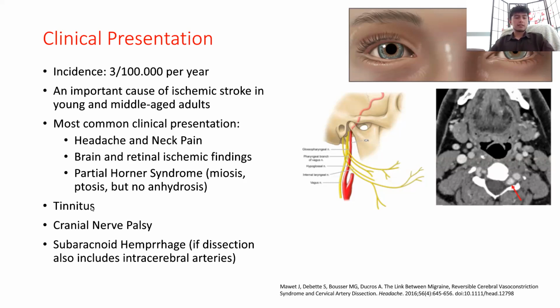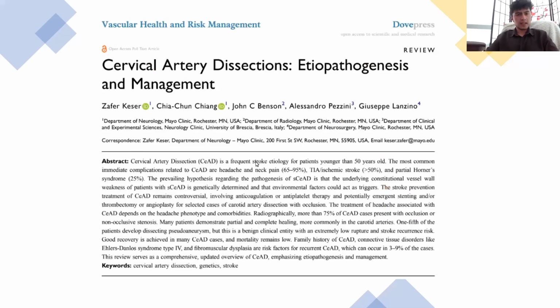We also see tinnitus, cranial nerve palsies, and subarachnoid hemorrhage, if the dissection also includes intracerebral segments, as I mentioned before, intracerebral segments of carotids and vertebral arteries. And this was the article that I took the information from. It is the newest, most novel article about cervical artery dissections.